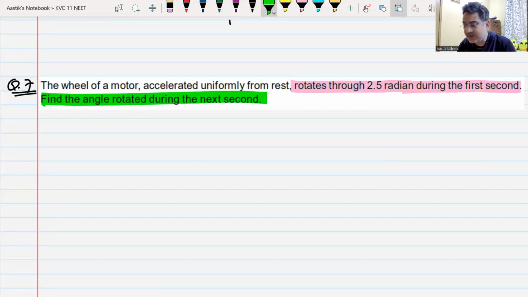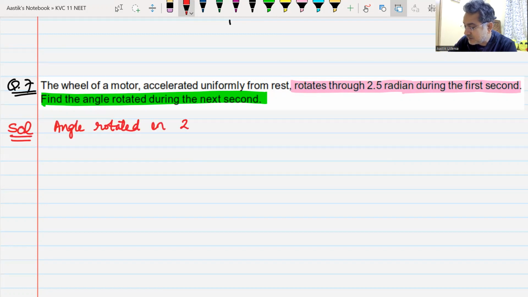So does this question remind you of something that we have already done? That is the hint. And these are the type of questions that are going to come. So I will give you this question as homework. Will you be able to do this question as homework? I will expect the answers in the next class. Let me tell you the answer. The angle rotated in the second second is 7.5 radian. I am also giving you the answer so that once you solve it, you should be able to check your answers.